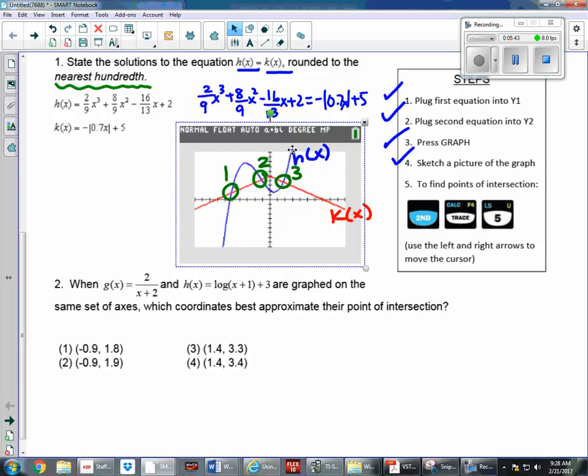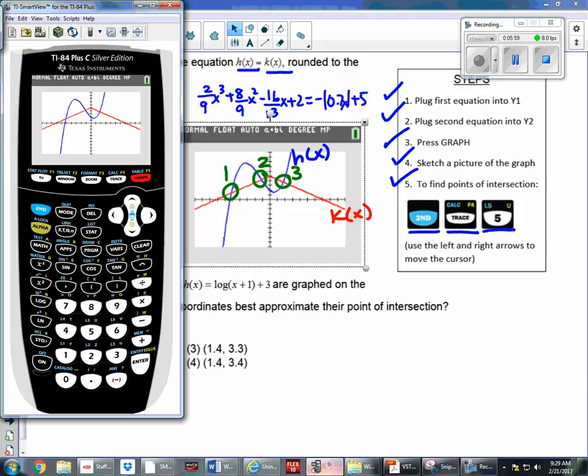So if we look at step 5, it gives us 3 steps on the calculator to find the point of intersection. We're going to push second, trace, and 5. Watch what I do, and then I'll give you a little time to do the second one on your own. Second, trace, 5. The reason I'm pushing 5 is because it says intersect, and I'm looking for an intersection.